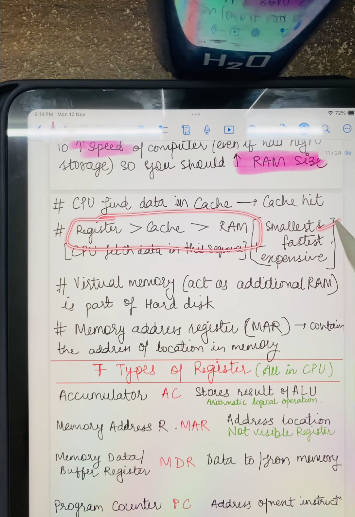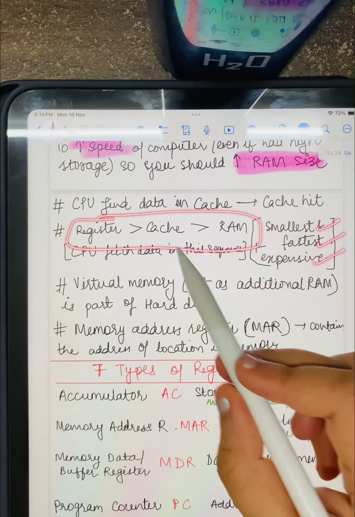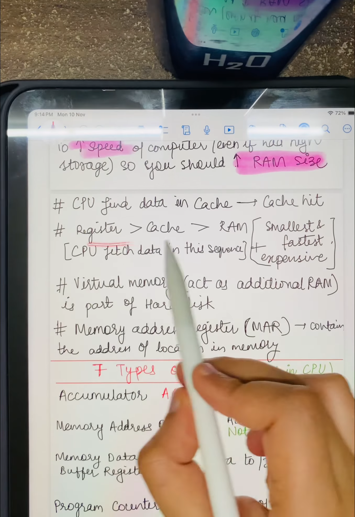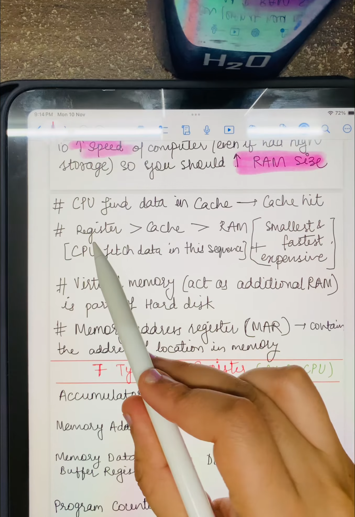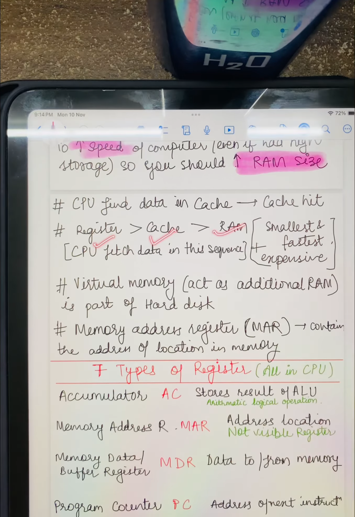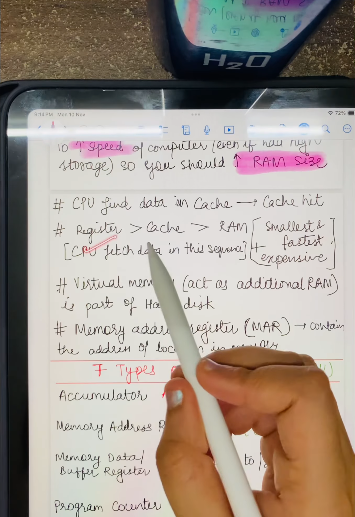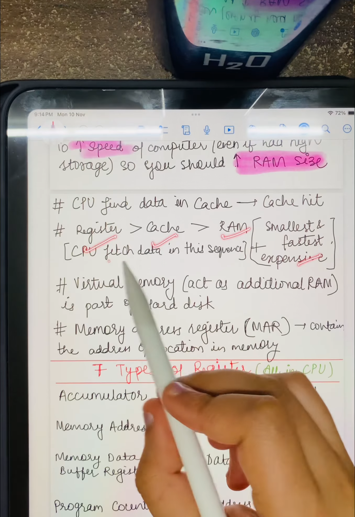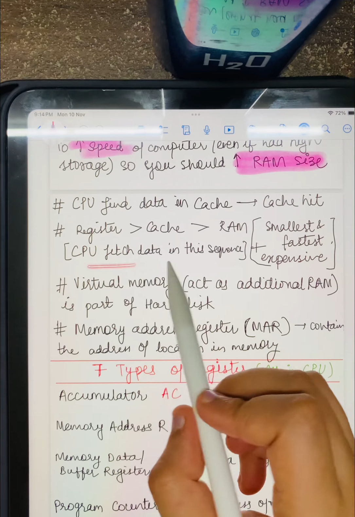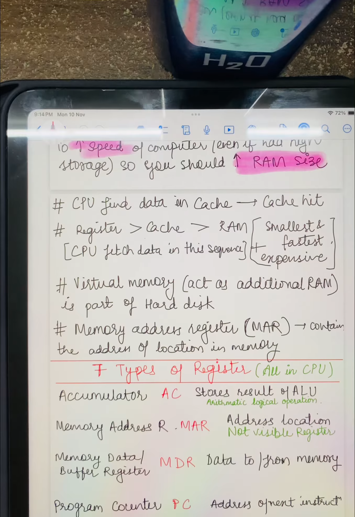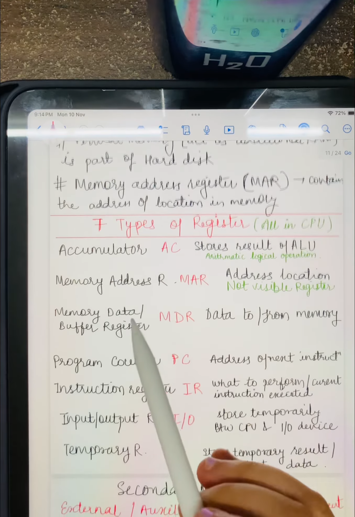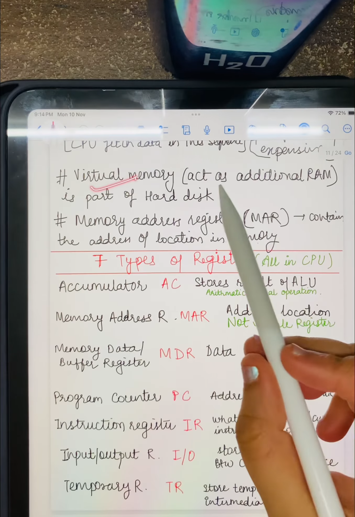This is for smallest, fastest, and expensive, and the data fetching sequence. It is the same sequence. If you are asked which is the smallest, then registers, cache, RAM. If you ask fastest, registers, cache, RAM. Expensive, even expensive also, and the CPU fetches data in the sequence of registers, cache, RAM. Remember this.